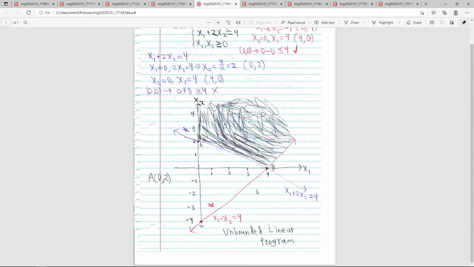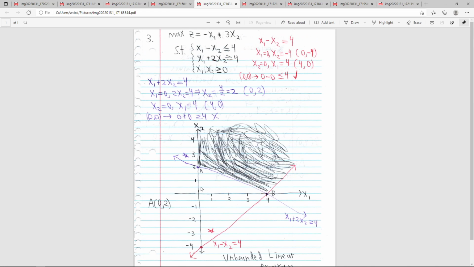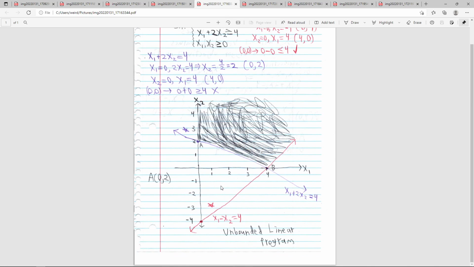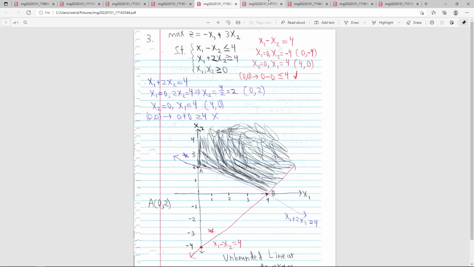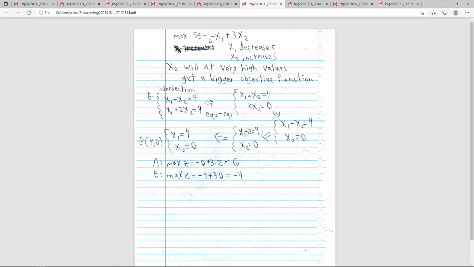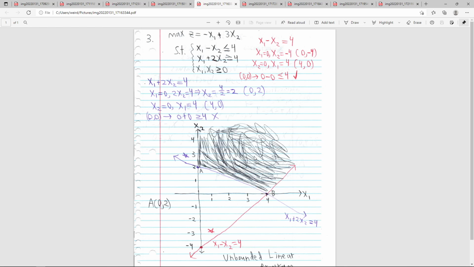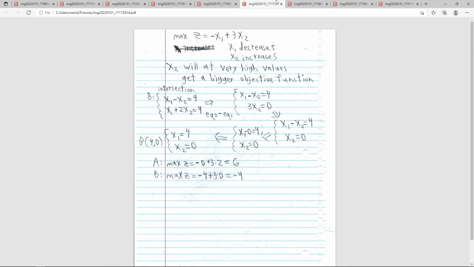And if we want to, we can mess around a little bit. We know the point A is 0, 2. We can also figure out the point B. It's unbounded, though, anyway. We can do the basic stuff. But here's the first thing to note, the main thing. So it's an unbounded linear program, that's the important point.